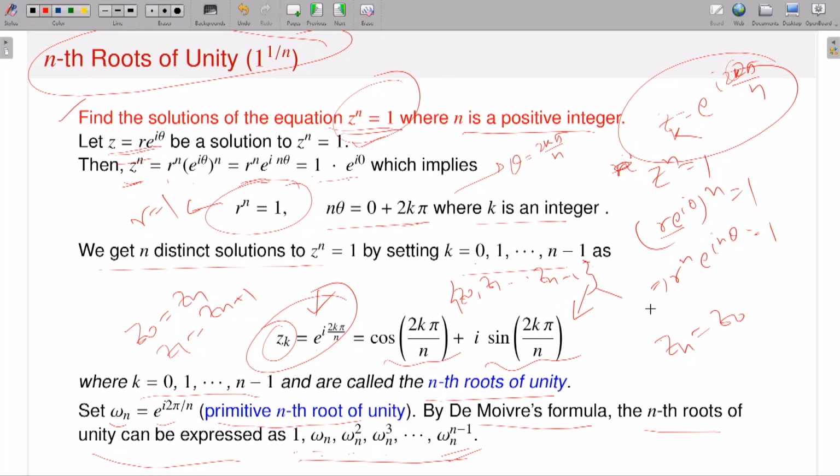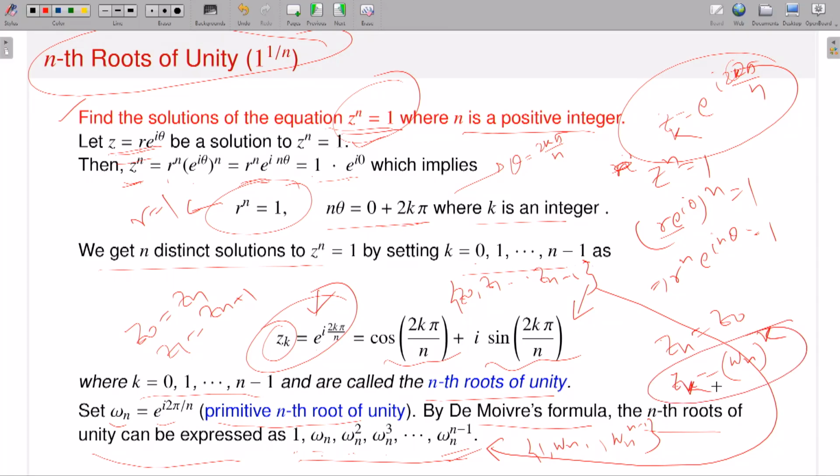That set of roots I can also write in terms of the primitive root. That means this is the same as 1, omega n up to omega n to the power n minus 1. z0 is nothing but 1, z1 is nothing but omega n, z2 is omega n square, and in general the formula is zk, which is nothing but omega n to the power k. So this is the relation.